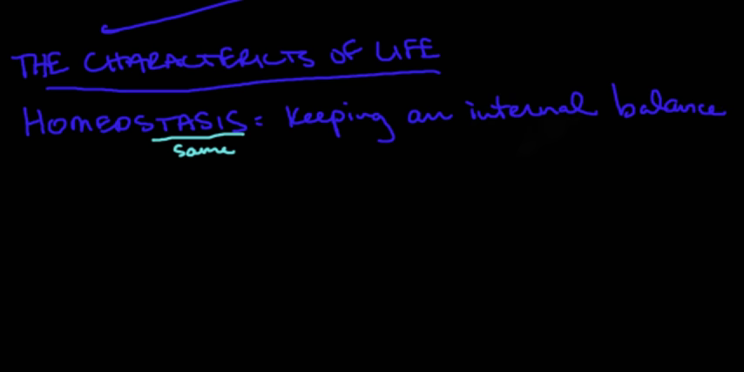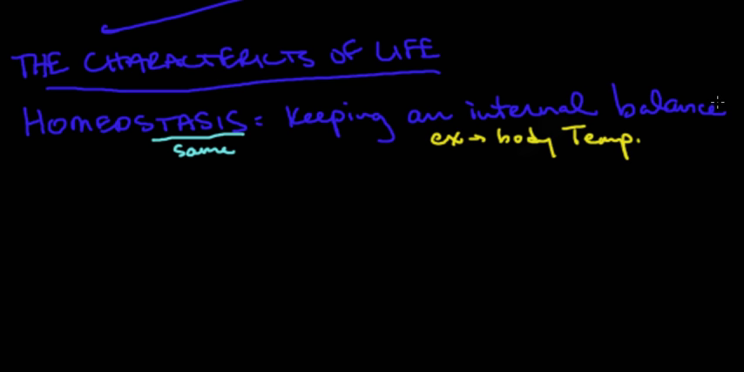So for humans, I'm going to write an example here. An example would be body temperature. So if your body gets hot, your body sweats to cool down. If your body gets cold, it shivers to generate some more heat to warm itself up. It's keeping an internal balance. And all living things can do that.